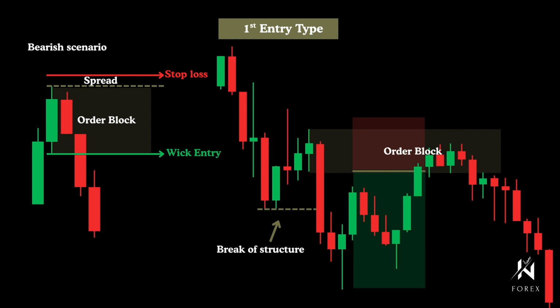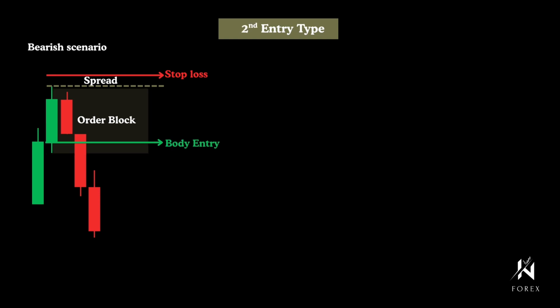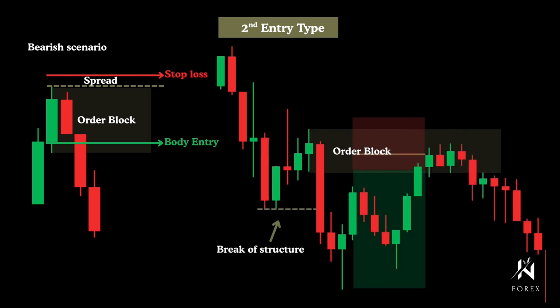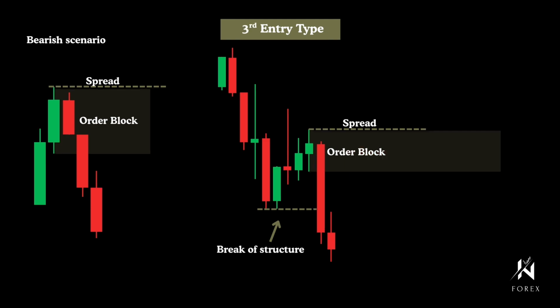2. Body entry. In this approach, the entry is based on the body of the order block candle. Sell scenario: stop loss is still placed a spread size above the highest wick of the block. This method offers a tighter stop loss compared to the wick entry, potentially improving the reward to risk ratio. However, the tighter entry increases the risk of missing the trade, as price may only tap the wick without reaching the candle body.